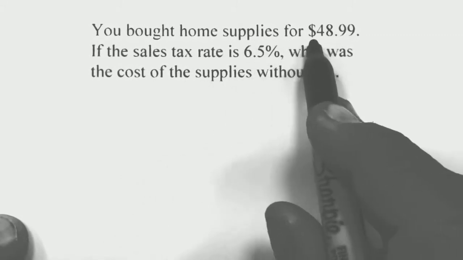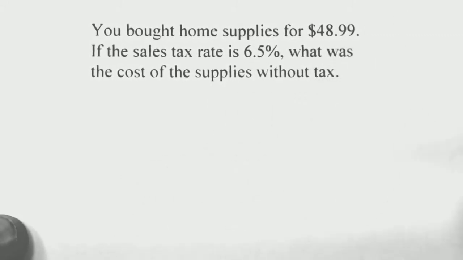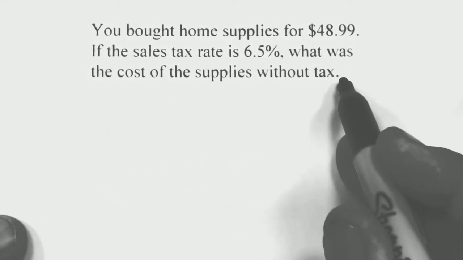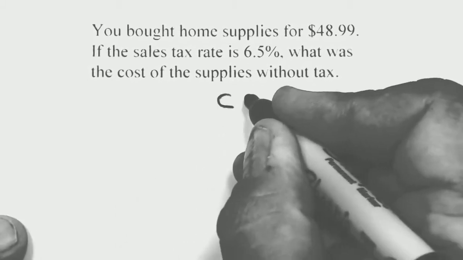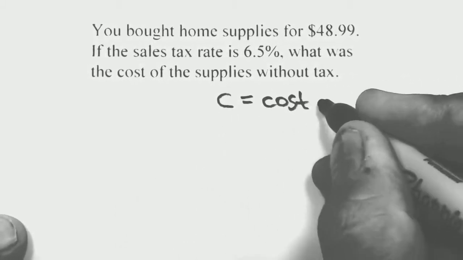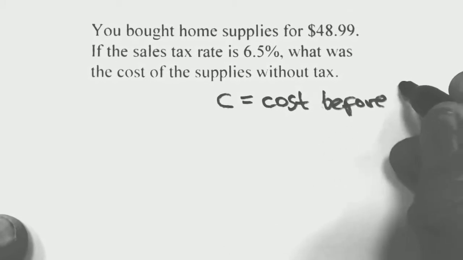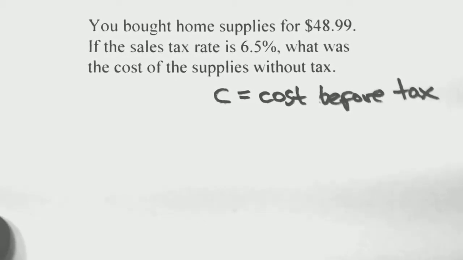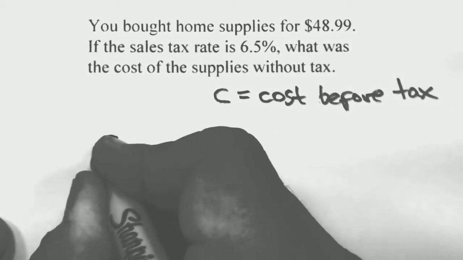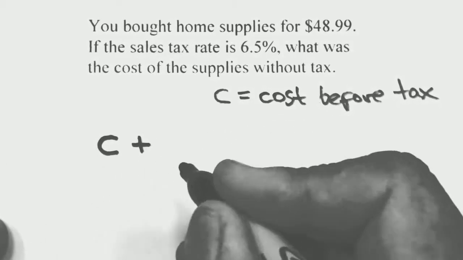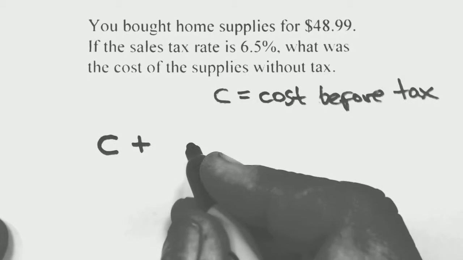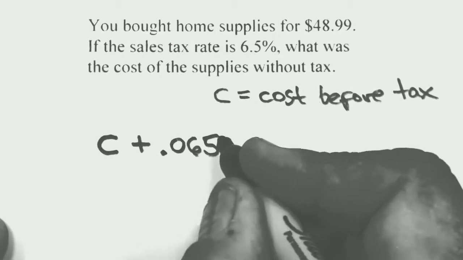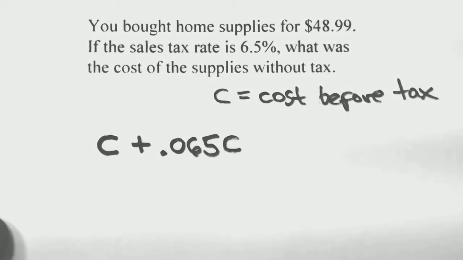Okay, you bought home supplies for $48.99. If the sales tax rate is 6.5%, what was the cost of the supplies without the tax? Well, let's say C equals cost before the tax. In other words, their regular price, and the tax, of course, is added on. Remember, mimic what happens at the checkout counter. You're going to pay the full cost C, plus you're going to pay sales tax. Well, the rate is 6.5%, so that's 0.065. But of course, 0.065 times what the original cost was.